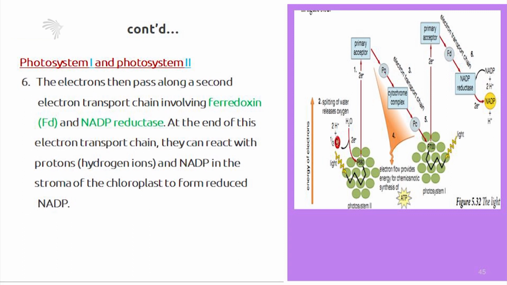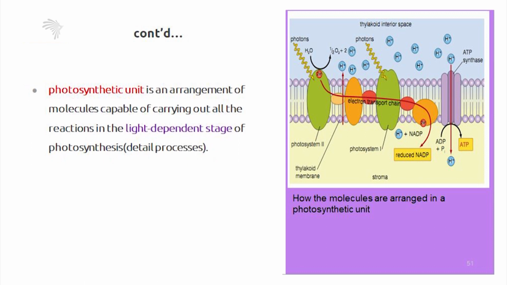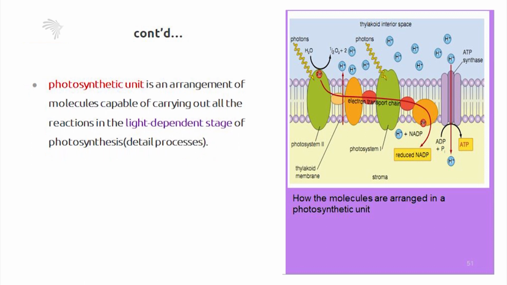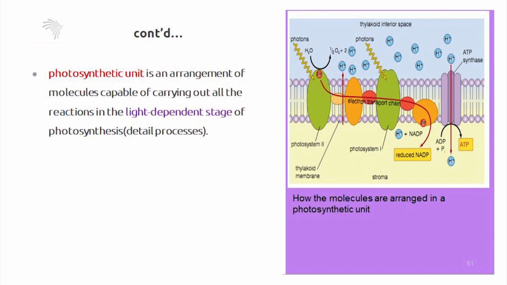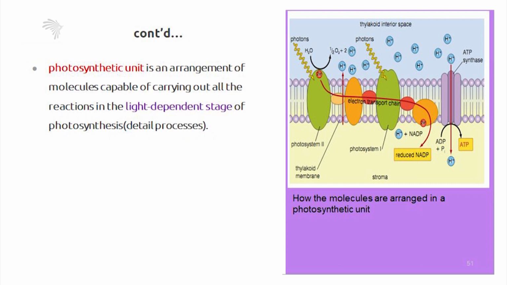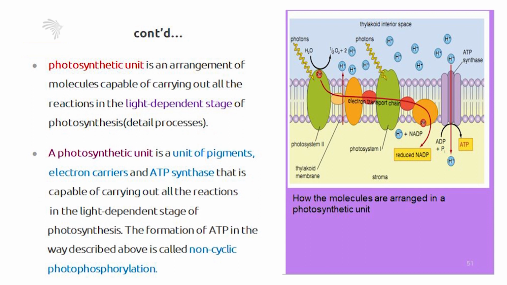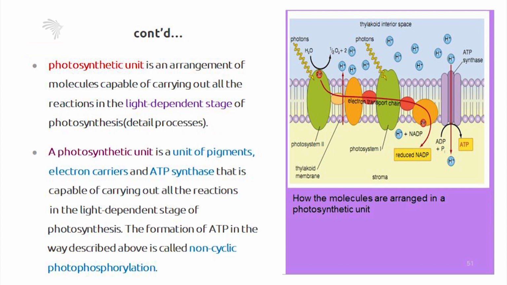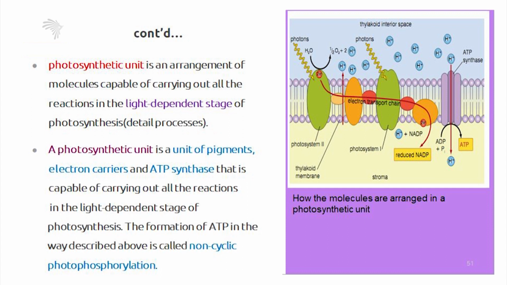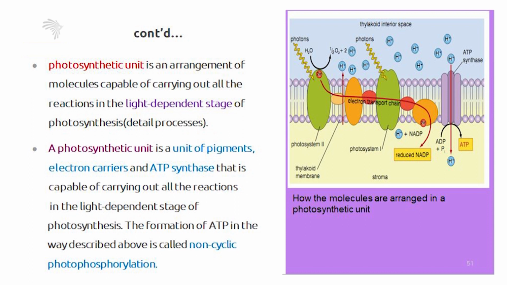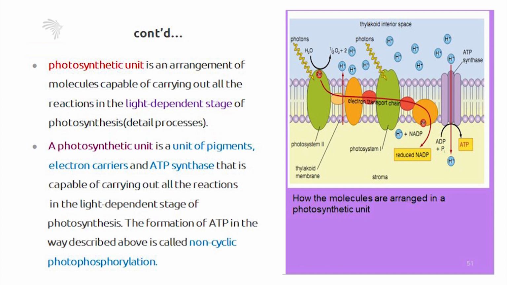Photosynthetic unit in general. A photosynthetic unit is an arrangement of molecules capable of carrying out all reactions in the light-dependent stage of photosynthesis. So the detailed process, as you can see in this slide, shows how these photosynthetic units are clustered together. A photosynthetic unit is a unit of pigment, electron carriers, and ATP synthase that is capable of carrying out all the reactions in the light-dependent stage of photosynthesis. So in the photosynthetic unit, there are three structures. These are the unit of pigment, electron carriers, and ATP synthase.